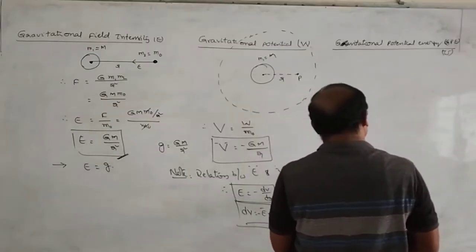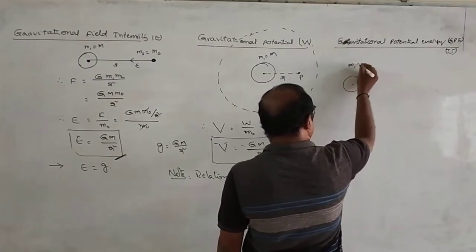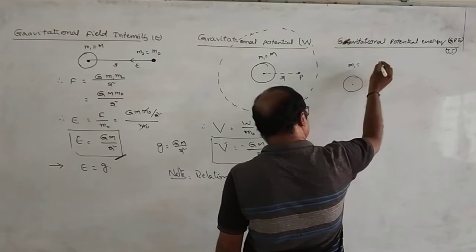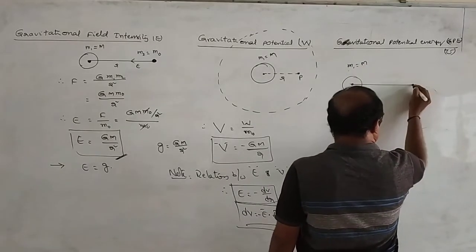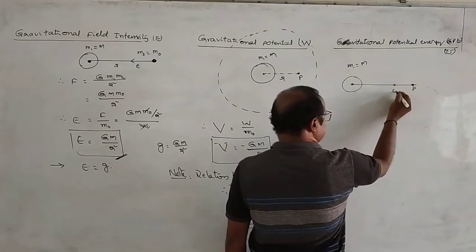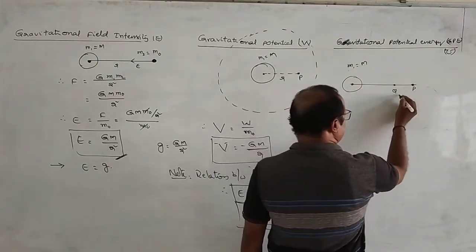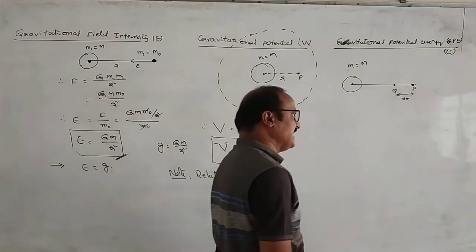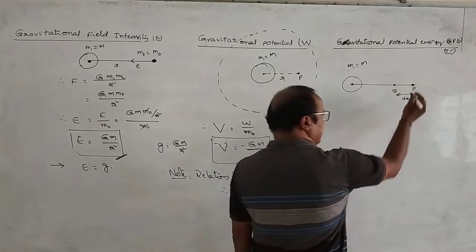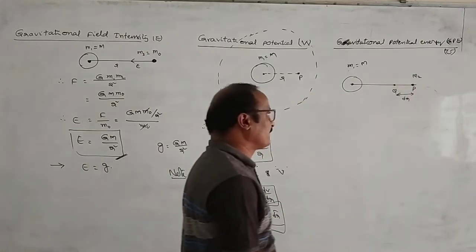First of all, there is a body. Mass of the first body M1 is equal to capital M. Let P and Q be any two points in the gravitational field provided by M1. Separation between P and Q is dr. Also let us consider there is a mass M2 at P.